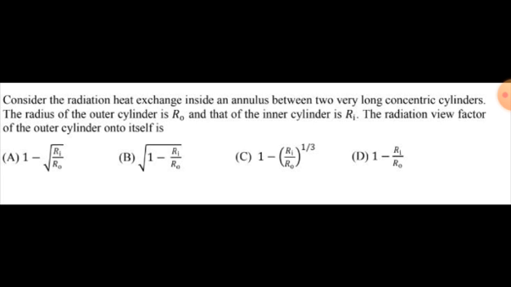What the question is telling us is that there are two concentric cylinders of outer radius R0 and inner radius Ri. We have to find the view factor. We all know that view factor has other names: shape factor and configuration factor. All three are the same. We have to find the view factor of the outer cylinder onto itself.